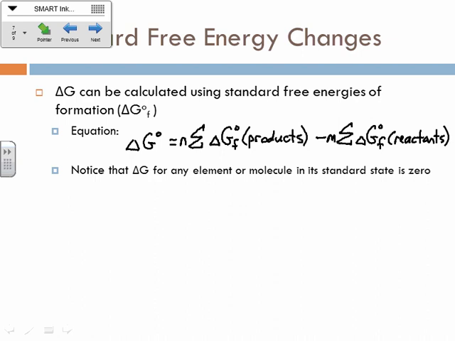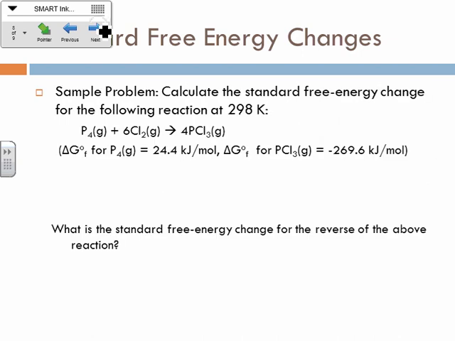So delta G for any element or molecule in its standard state is going to be 0. That's the same thing as with delta H. And so same thing that we had before, where delta H is 0 when something is in its standard state, which is at 25 degrees Celsius. When we're talking about just an element or a molecule like O2 at 25 degrees Celsius, its delta G is 0. Do you guys remember talking about that with delta H? So you just have to remember when it's going to be 0.